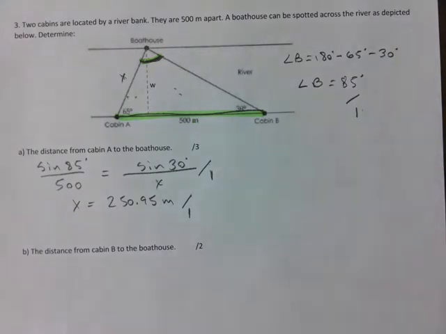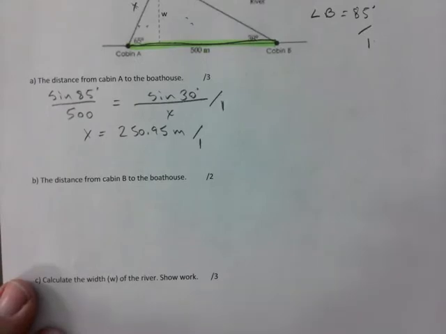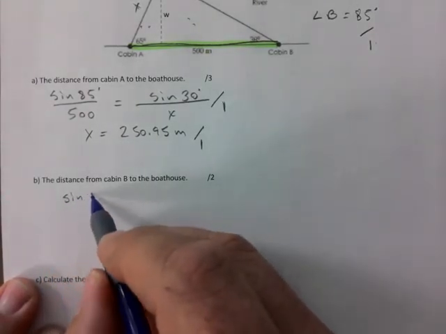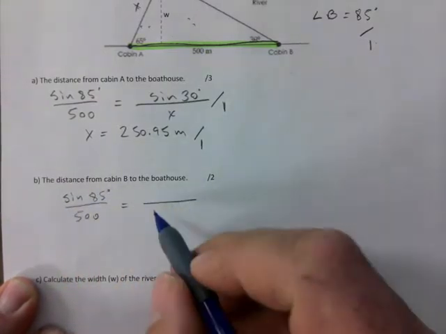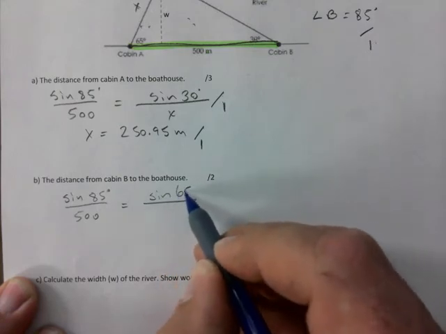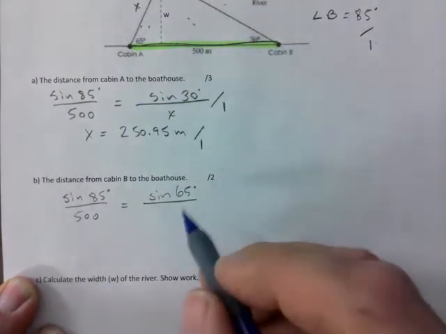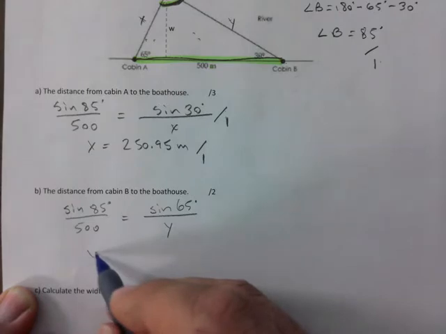Please show the work in between. It's just for correcting, now that I'm correcting, I'm skipping that because I want it done before the bell goes, right? Again, sine of 85 over 500. And then we have sine of, in this case, I'm going to use the 65 because I want to know the distance between boathouse and B, right? Let's call that Y or whatever you want to call it.